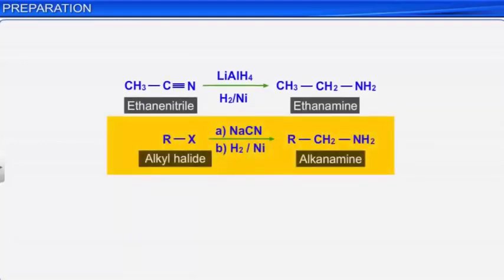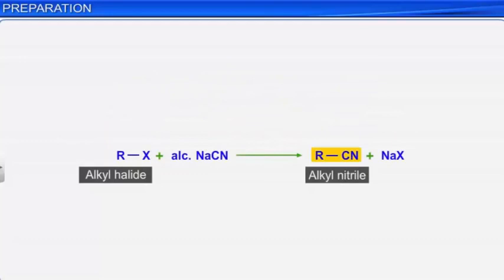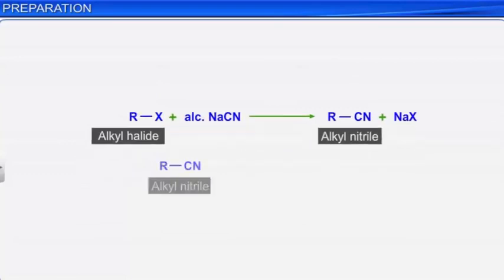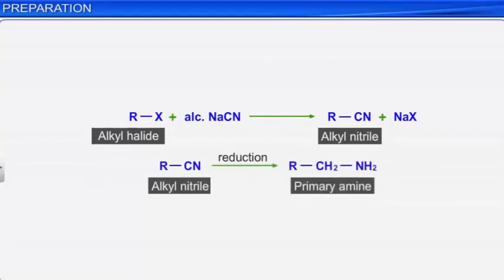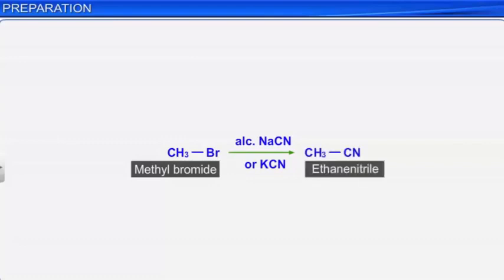Alkyl nitriles can be easily prepared by the action of alcoholic sodium cyanide or potassium cyanide on alkyl halide. Alkyl nitriles thus formed are reduced to get the primary amines. This is an excellent method for the preparation of primary amines. For example, methyl bromide on treatment with alcoholic sodium or potassium cyanide gives ethanenitrile. This on reduction with hydrogen in the presence of nickel as the catalyst gives ethanamine.